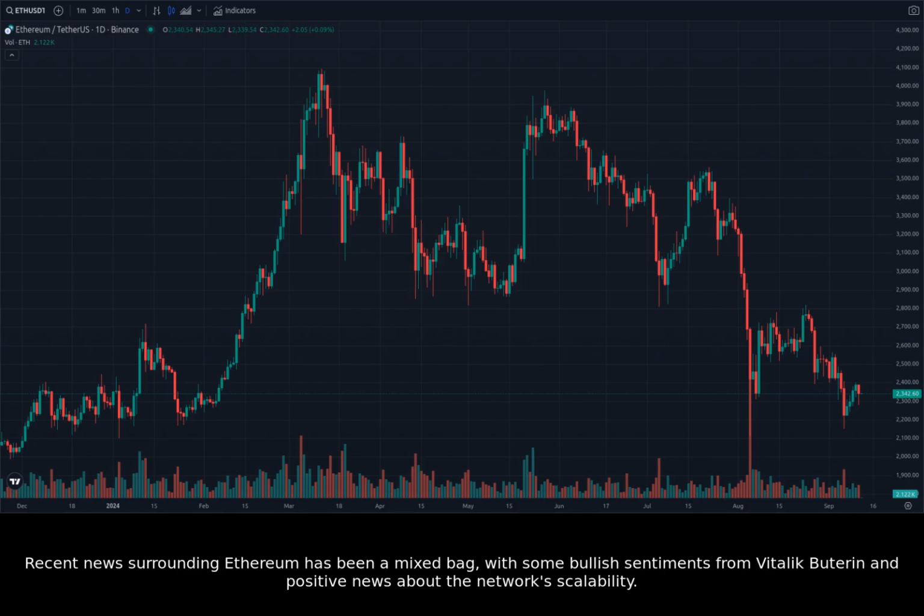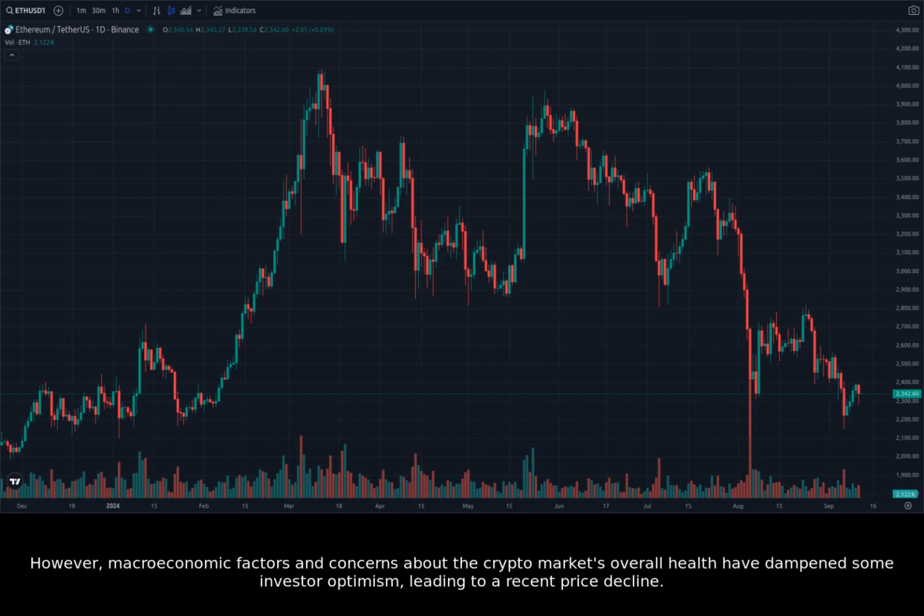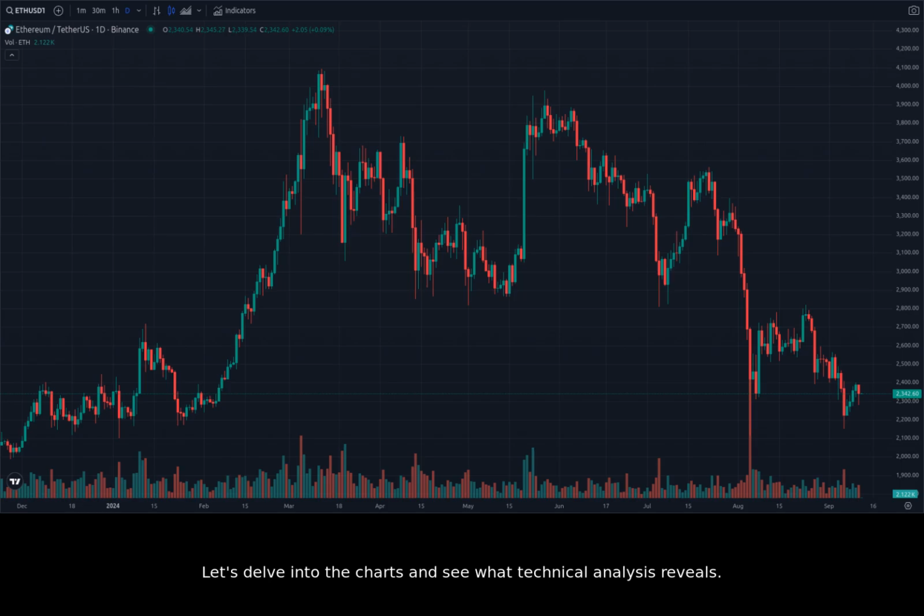Recent news surrounding Ethereum has been a mixed bag, with some bullish sentiments from Vitalik Buterin and positive news about the network scalability. However, macroeconomic factors and concerns about the crypto market's overall health have dampened some investor optimism, leading to a recent price decline. Let's delve into the charts and see what technical analysis reveals.